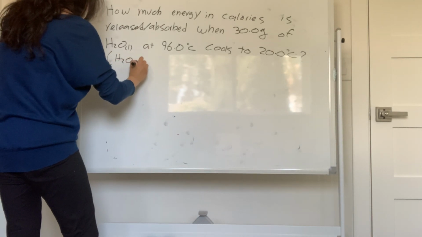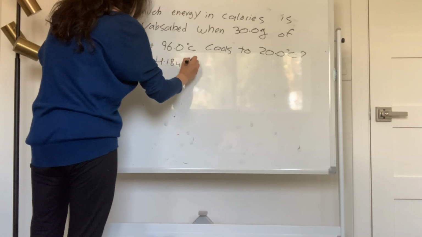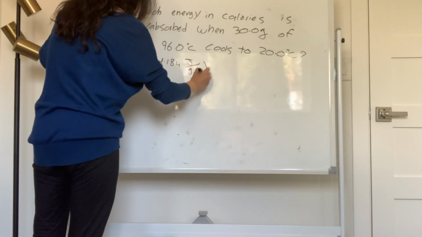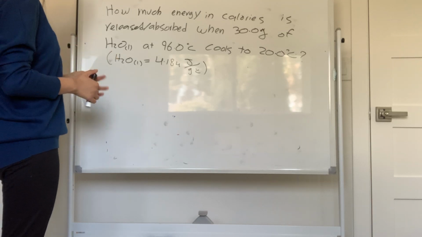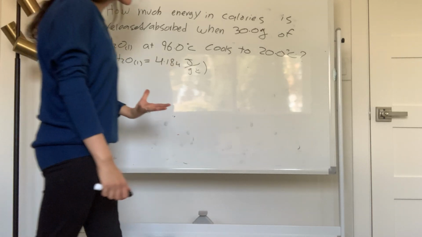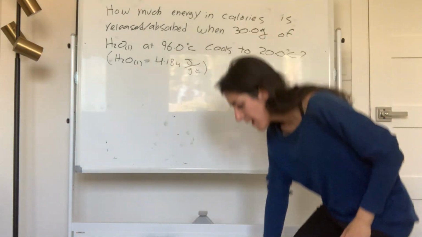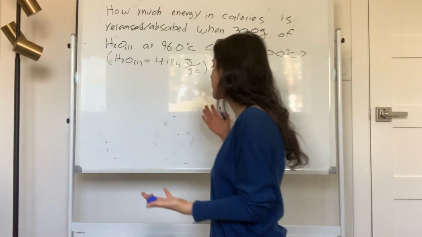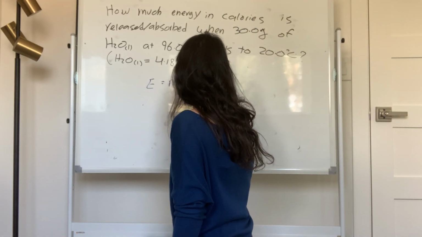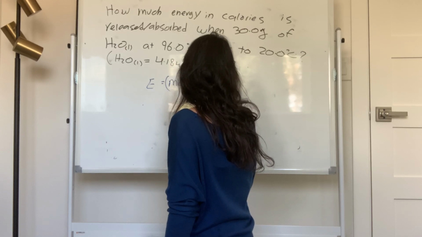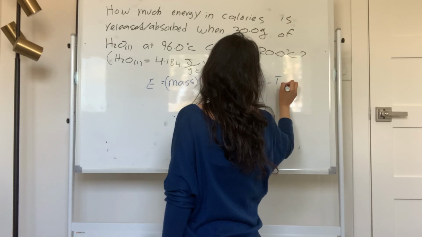Water liquid specific heat is 4.184 joules over gram degrees Celsius. We usually give the specific heat numbers to you. Now when you read this, the first thing you should say is, okay, this is talking about a temperature change, right? Because the temperature is changing. So I'm going to put down the equation for temperature change, which is mass times specific heat times T final minus T initial.